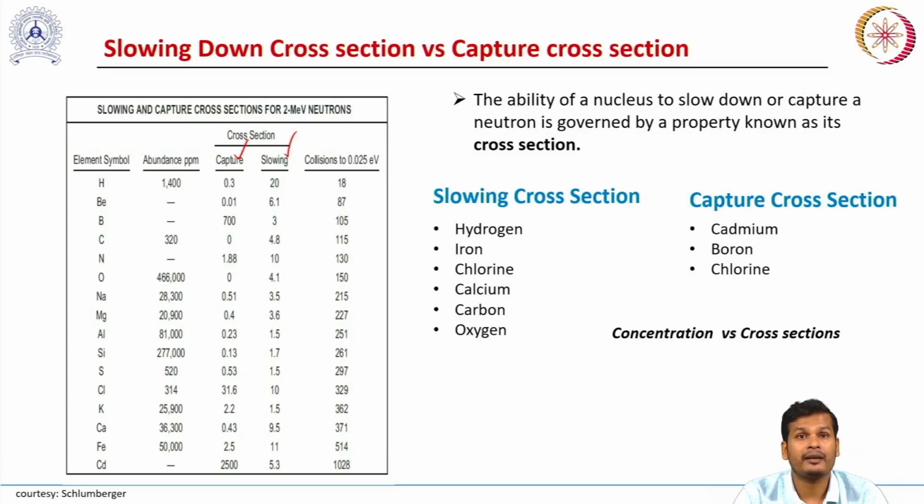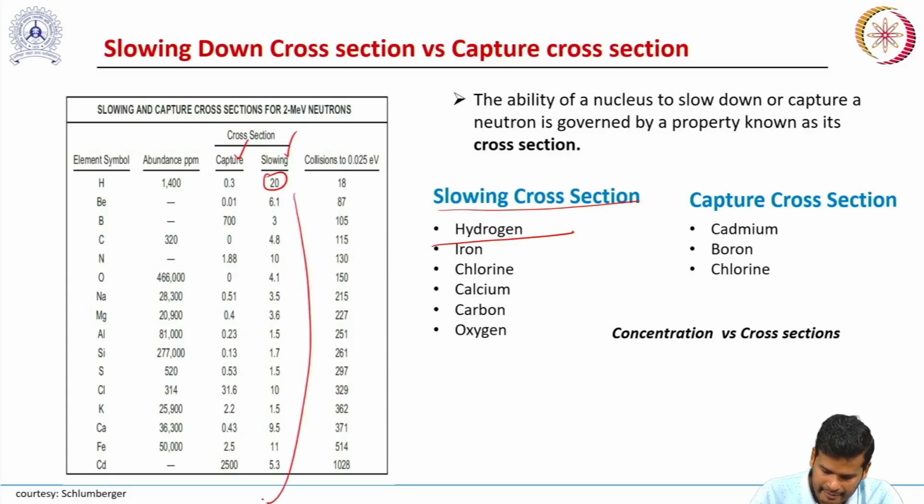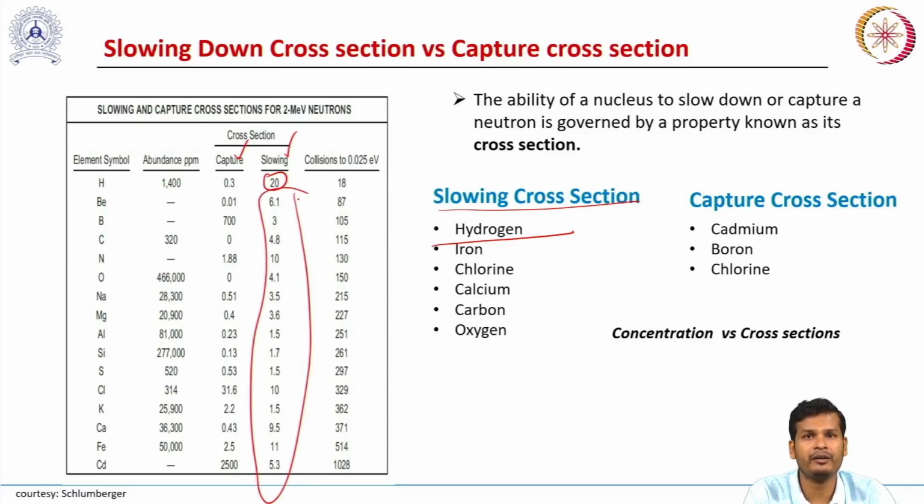So I can say that if an element's nucleus has a higher slowing cross section, it is going to slow the neutron at a faster rate. If an element has a low slowing cross section, it is going to slow the neutron at a slow rate. Similarly for the capture cross section: if an element's nucleus has a very high capture cross section, it can absorb the thermal neutron at a very rapid rate, whereas if an element has a very low capture cross section, it is going to absorb the neutron at a very slow rate. You can see in this figure, the slowing cross section is highest for hydrogen. As we have already discussed, hydrogen has around 20. The rest have low cross sections compared to hydrogen.